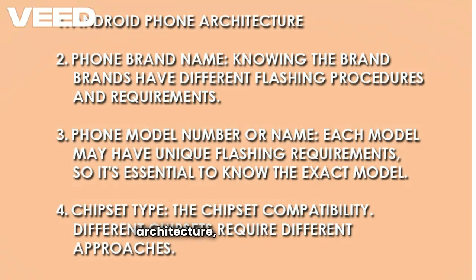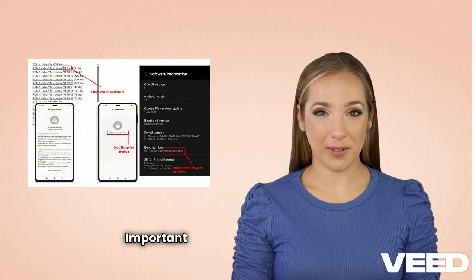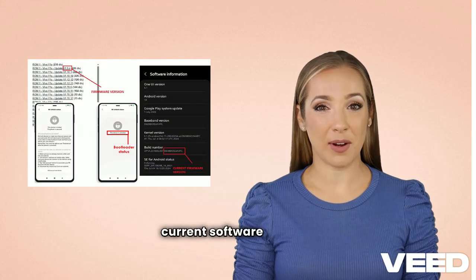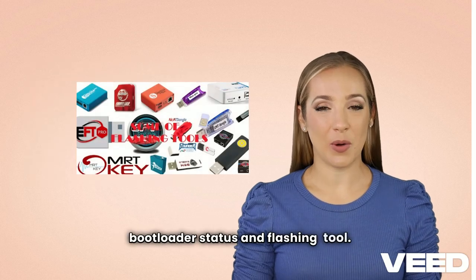Android phone architecture, phone brand name, phone model number or name, and chipset type. Important details to consider include current software version, firmware version, bootloader status, and flashing tool.